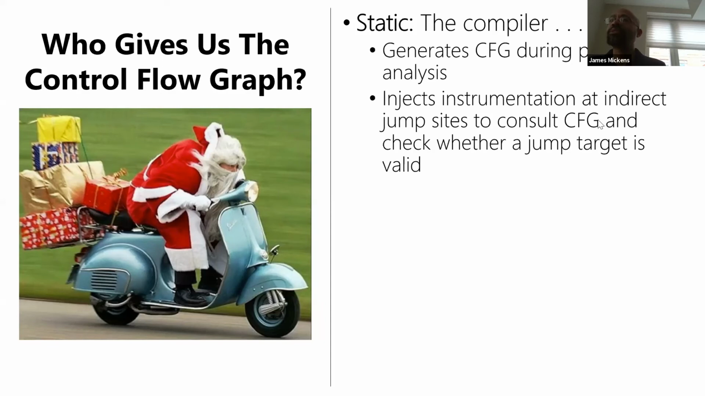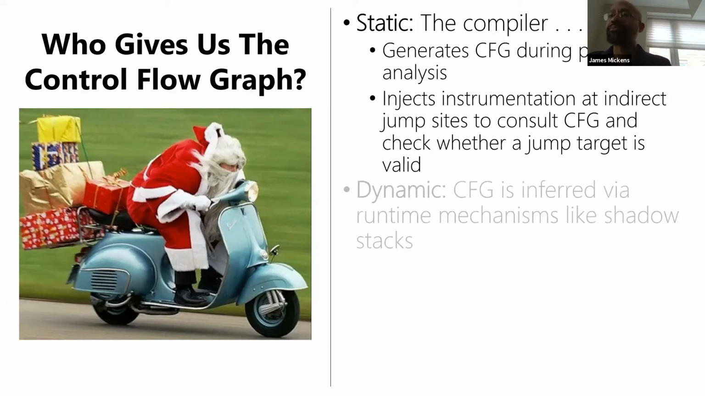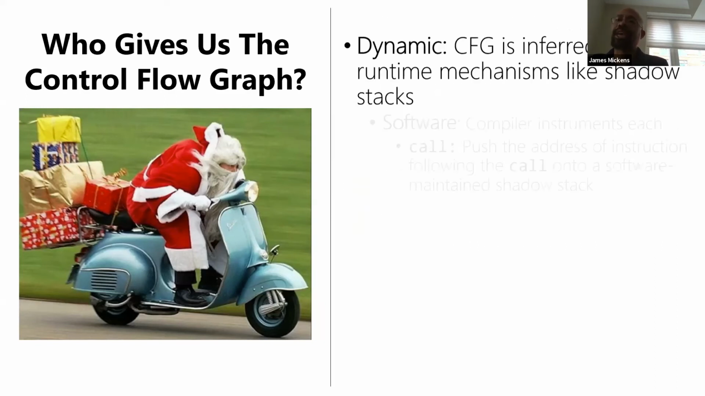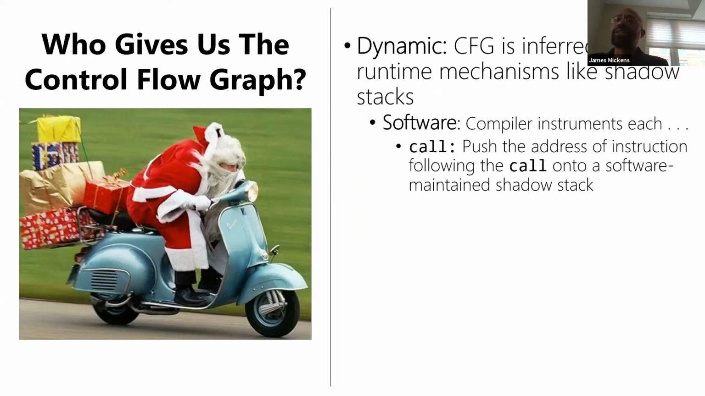And then the compiler is going to inject instrumentation at all these sites in the program that do indirect jumps. And that instrumentation will consult the CFG somehow, and then check whether a particular jump target, whether a particular destination for a jump, is actually valid. You can also try to imagine doing all this CFG stuff dynamically, so trying to infer the control flow graph using a mechanism like the shadow stack. So that's exactly what we just discussed before.